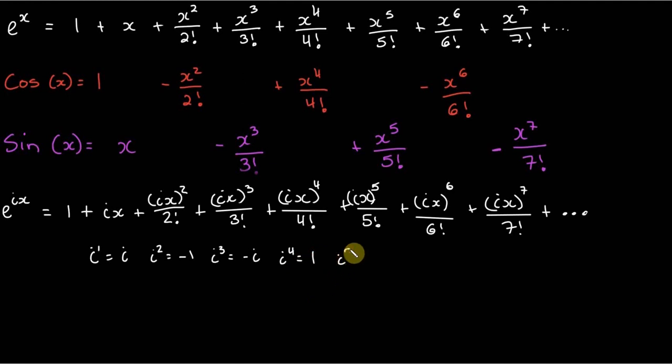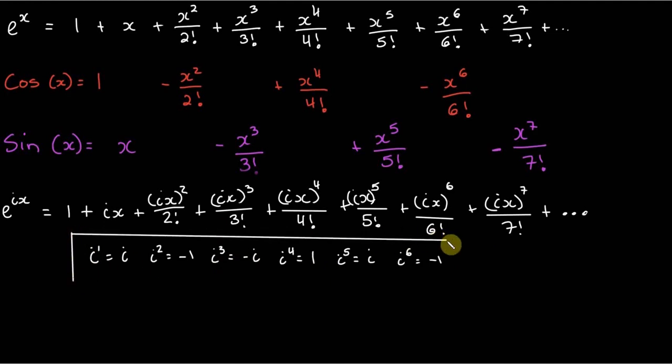i raised to the power of 5 is just i. And I will only go to i to the power of 6 here, just to highlight the fact that the pattern repeats, because i raised to the power of 6 is just -1. And so you can see the pattern is just going to repeat, because i raised to the power of 7 is just going to be -i, and then we just go on and on. And so I'm just going to box this off, okay?